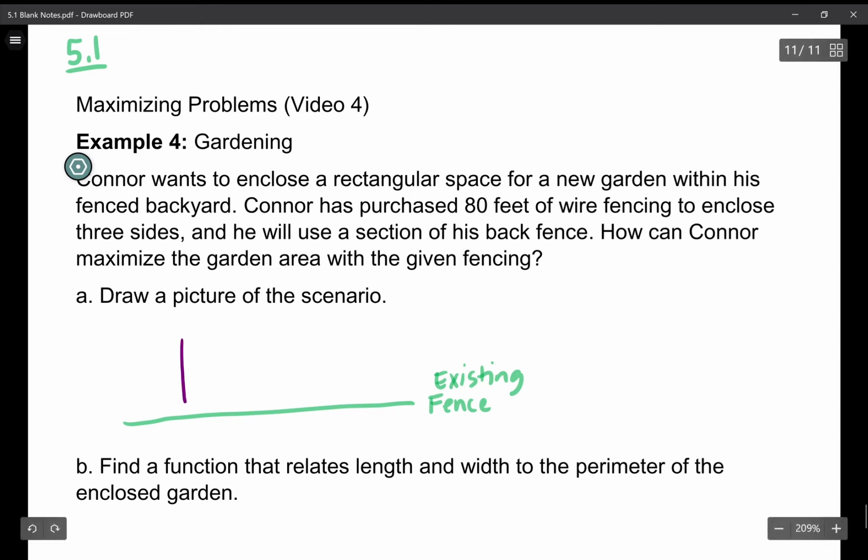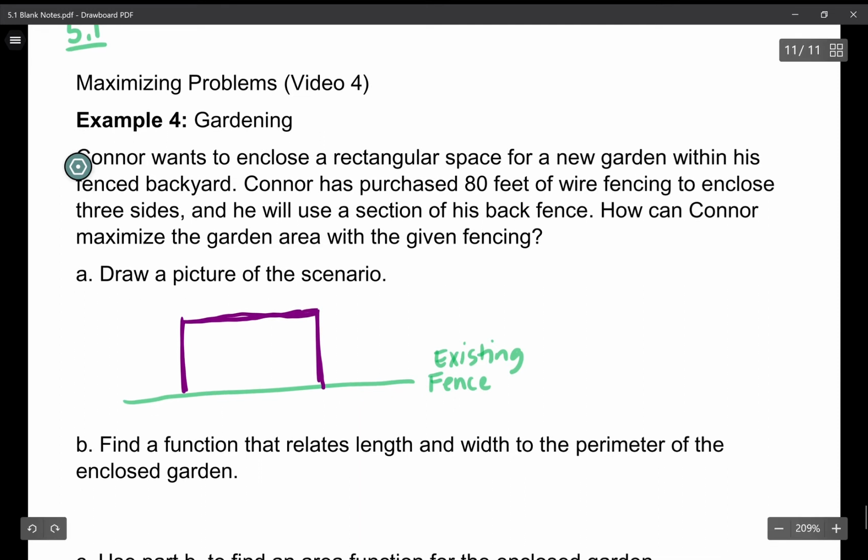So he's going to have 3 sides new, right? I don't know if it's going to be longer than it is wide, but that's why I'm drawing it. Here's the 3 sides that he's going to have new. He's going to have this side, the width here, and then the length here. Okay, so here's a picture of this scenario. Let's find a function that relates the length and width to the perimeter of the enclosed garden.